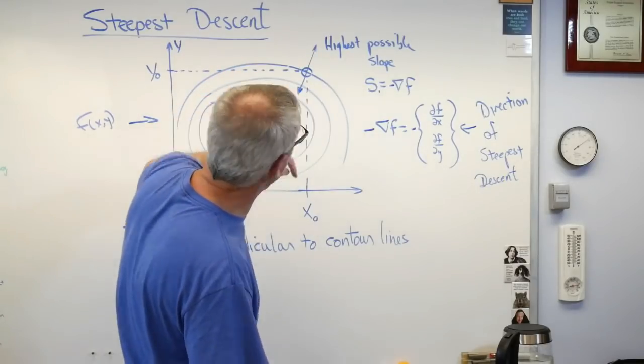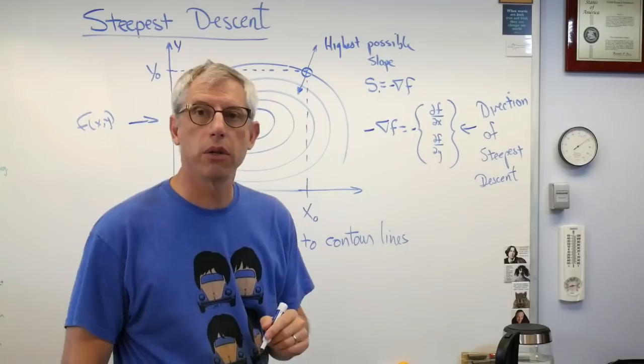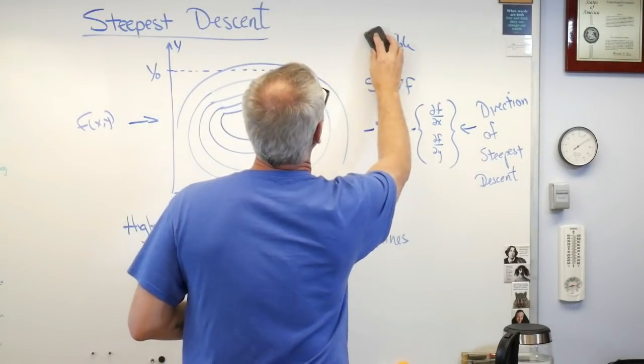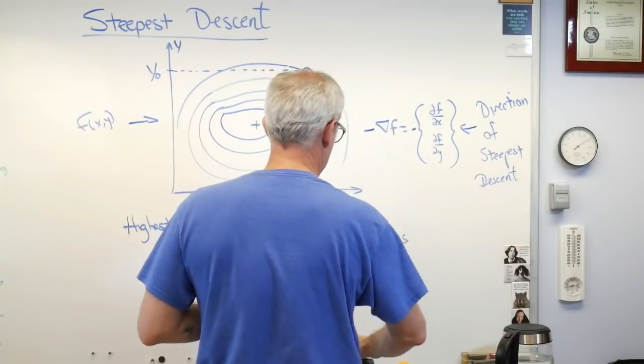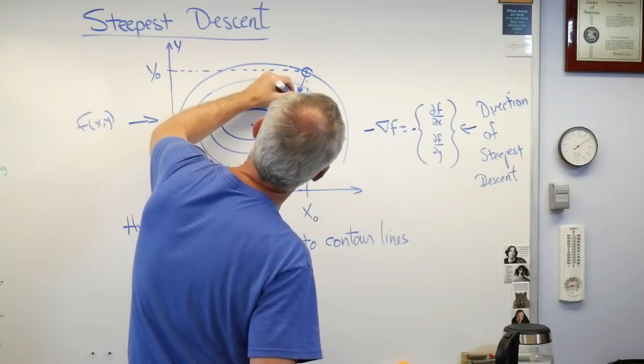If I go that way, I'm going downhill as fast as I can. So how far downhill do I go? I don't want this anymore. I'm going to erase this just so we don't get too busy here. Okay? There's my first search direction. And I'm just going to search in that direction.